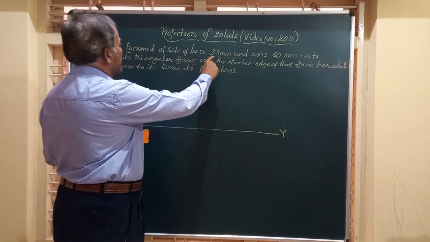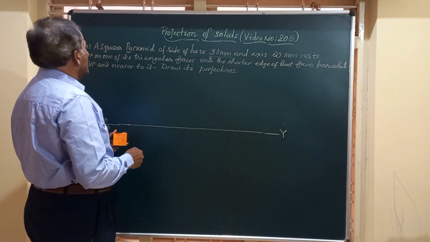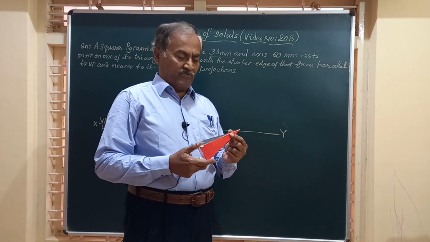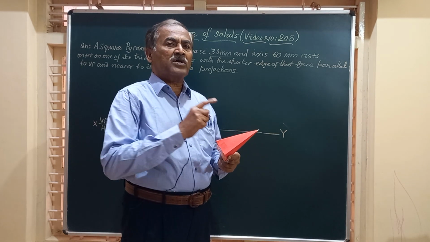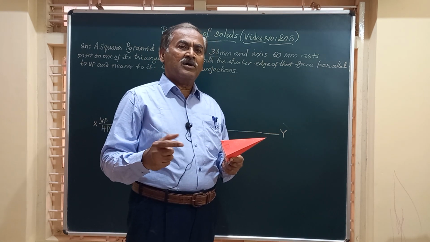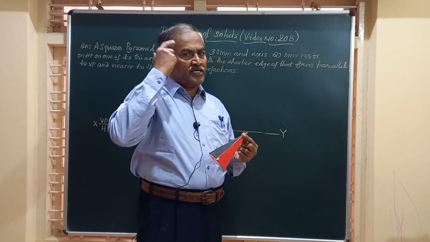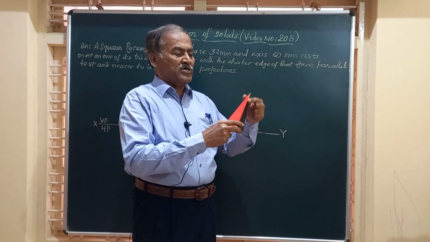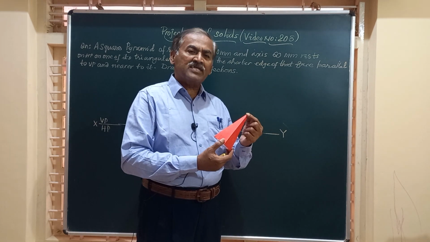A square pyramid of side of base 30 mm and axis 60 mm rests on HP on one of its triangular faces. Friends, analysis of the question given is very important. First of all, you should see what is the type of the pyramid given. Is it triangular, square, rectangular, or pentagonal, and so on. Here it is a square pyramid. So immediately you should get in your mind that a square pyramid has got a square base. It has got four lateral surfaces, and all these surfaces are isosceles triangles.